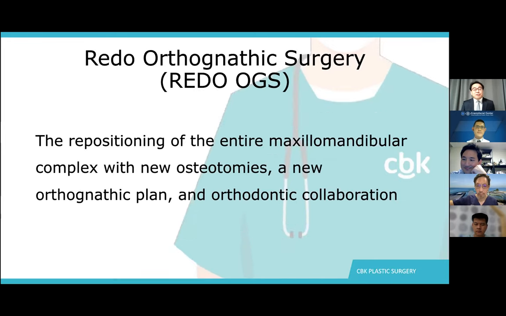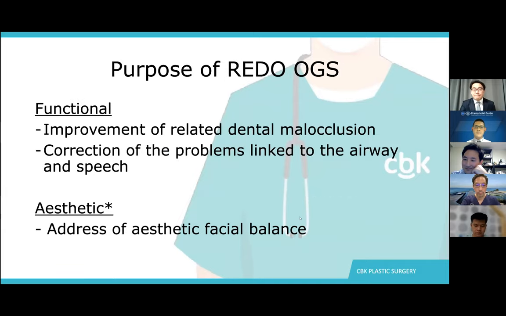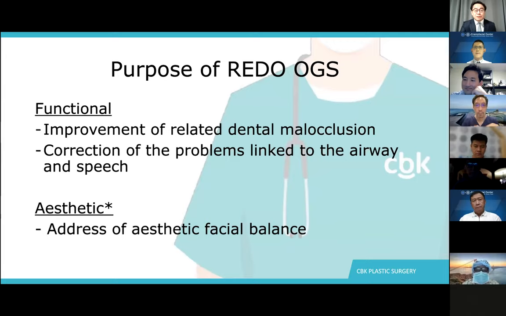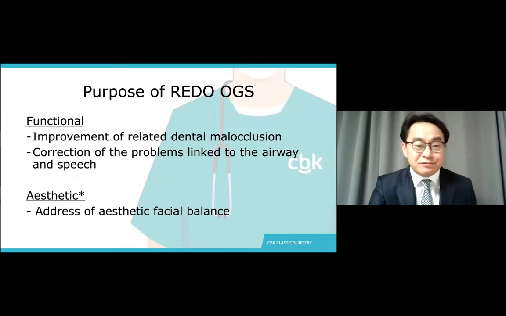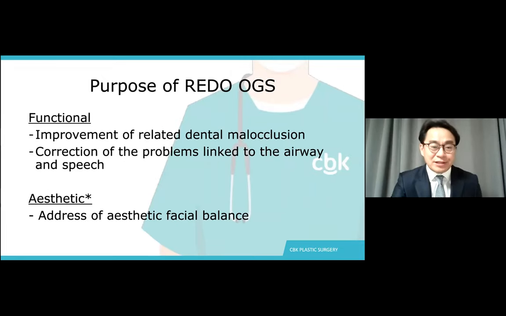Redo OGS is the repositioning of the entire maxillomandibular complex with new osteotomy, a new orthognathic plan, and orthodontic collaboration. The purpose of redo OGS is not only functional improvement, but aesthetic improvement as well. We can improve the dental malocclusion, or correct problems related to the airway and speech, and we can improve the aesthetic balance. Especially nowadays, the aesthetic problem from OGS is increasing. So that's why I want to talk about this topic today.